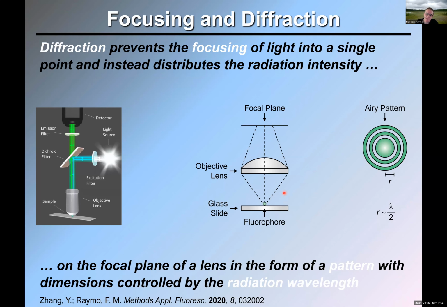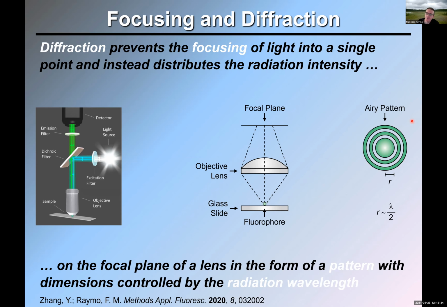And in the case of biological applications, fluorophores that produce fluorescence in the visible region are used. So the wavelength is at least 400 nanometers. And the radius of this inner disk, so the distance from here to here, is approximately half of that wavelength. So if the wavelength is, let's say, 400 nanometers, the distance between here and here is going to be 200 nanometers, and the entire pattern is going to be much more than that. So if you have a tiny little fluorophore that is, let's say, 1 nanometer in size, it will show up as a huge pattern that is hundreds of nanometers in dimensions.